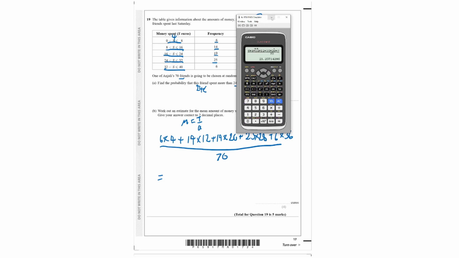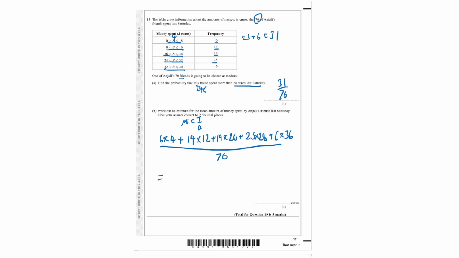This gives us 21.257. We have to round to 2 decimal places. The value after the second decimal place is 7. We follow the rule: 1 to 4 we round down, 5 to 9 we round up, and since it is 7 we round up. So we have 21.26 euros spent on average.